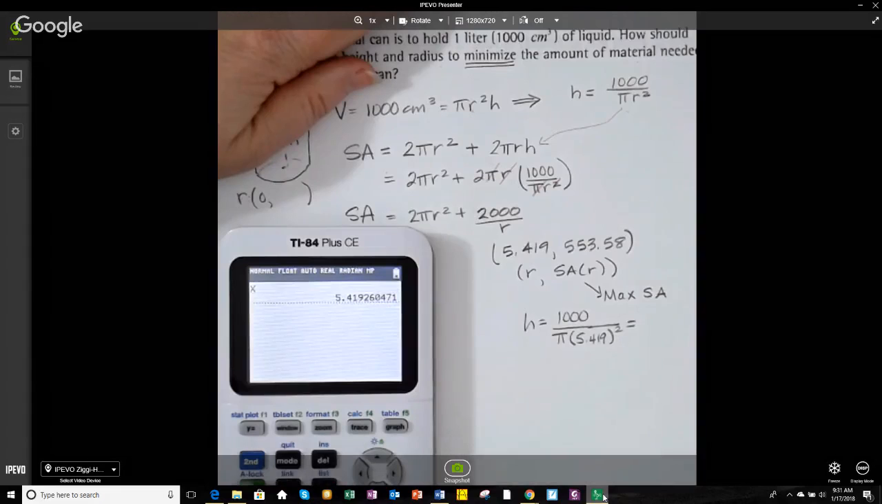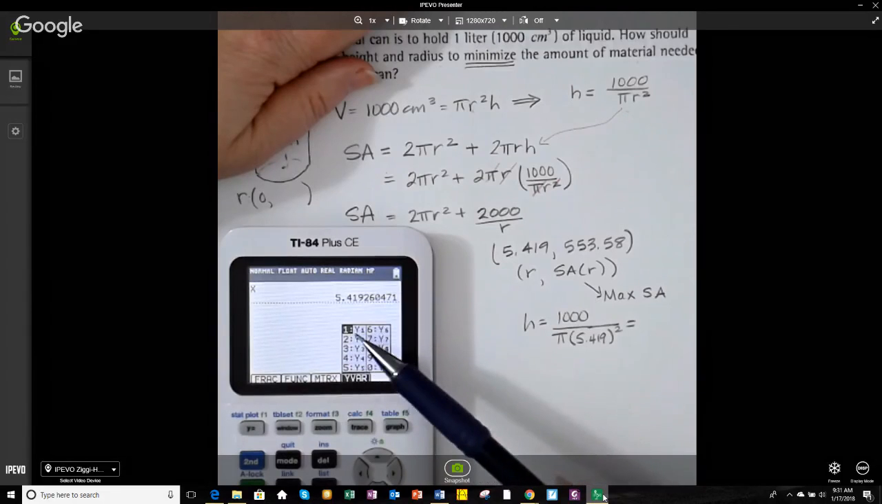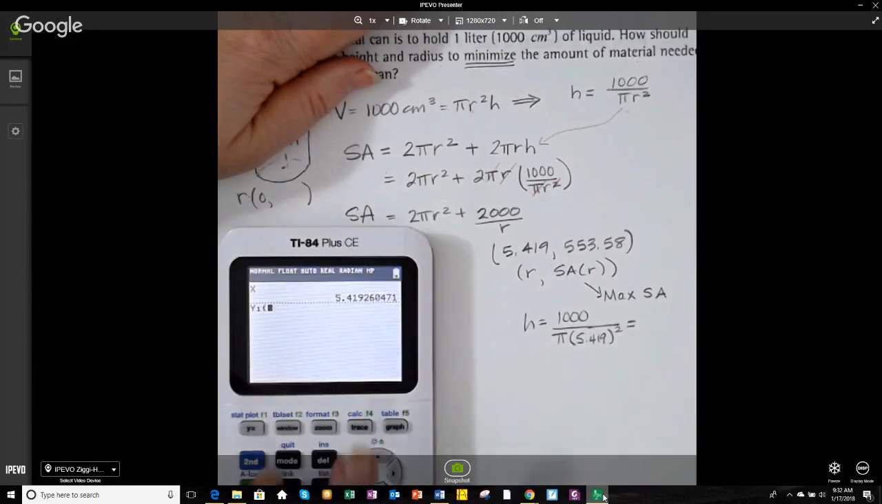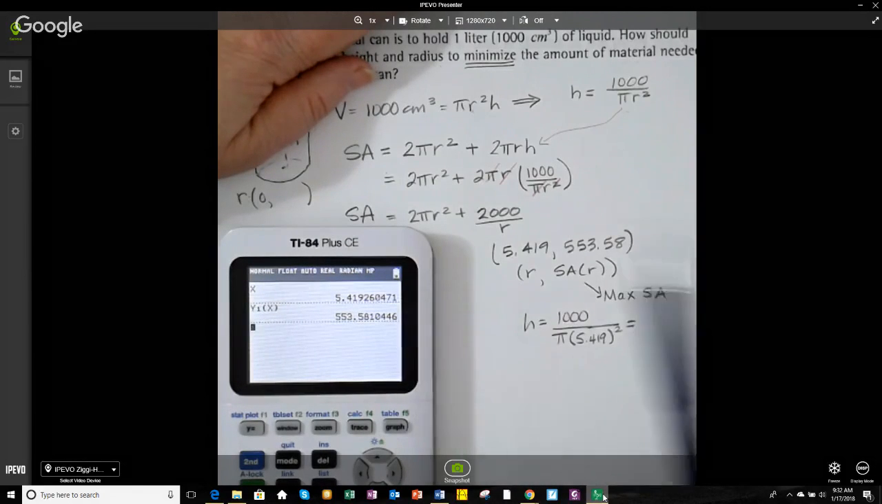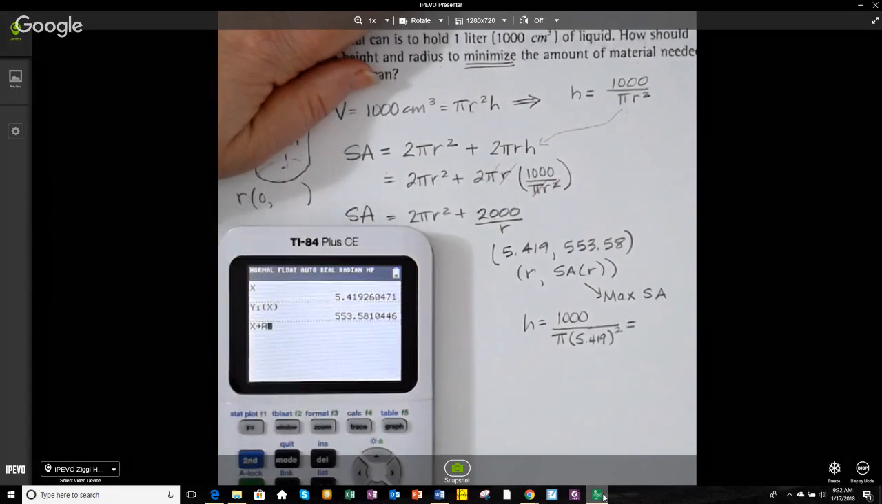And if I were to hit, I think it's alpha F4, where we get Y1, Y2, and all that stuff. So if I pipe in Y1 of X, what pops out? The surface area, which is pretty cool, I think. But I'm going to store X so that I have it for all time. So I can hit X, store, alpha A.